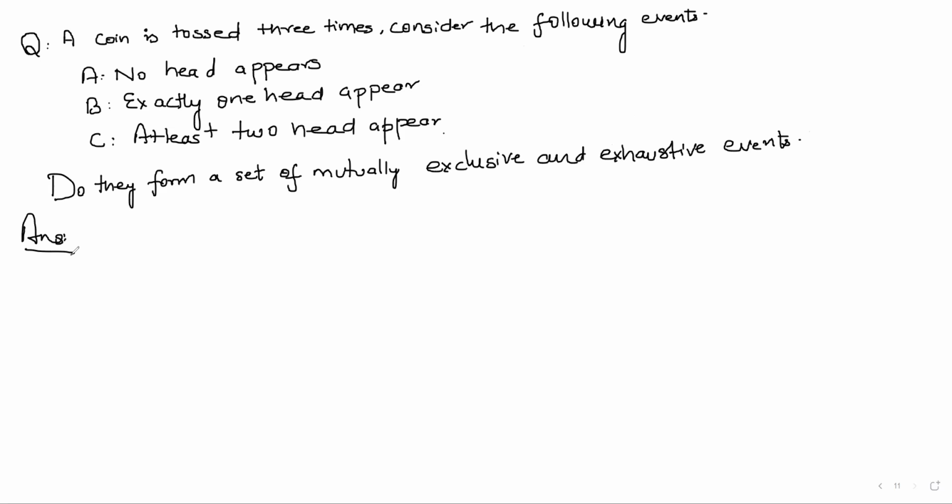Okay, so you need to check both mutually exclusive and exhaustive. So that means nothing should be common and the union should give you the complete sample space. So first of all, please write the complete sample space. It should have 8 elements, then find them.